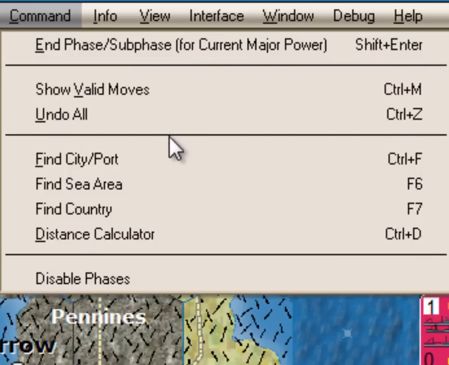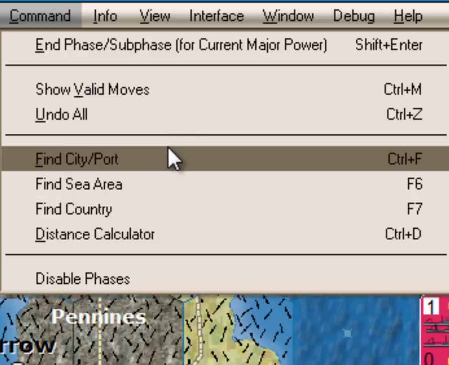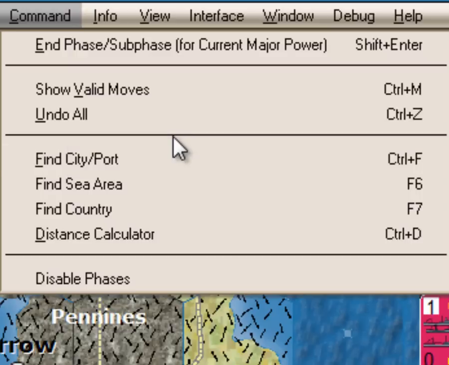You can show valid moves for the current unit that you have selected. Primarily that's done during land movement. You can undo all. That again is used for movement, primarily during land movement and naval movement. You can find a city or port, find a sea area, and find a country.